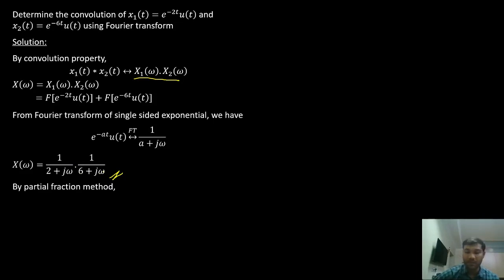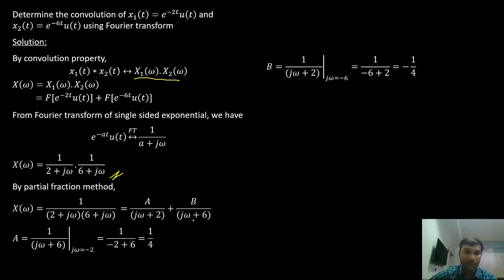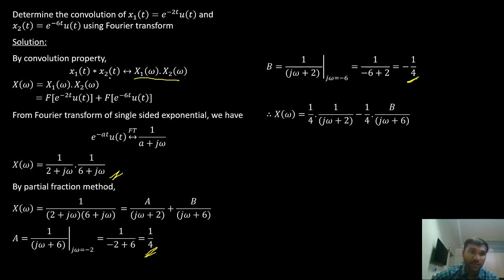Now I'll write this as partial fractions, that is a by 2 plus j omega plus b by j omega plus 6. Now cross multiplying, I can find a and b. The a value comes to be 1 by 4 and the b value is minus 1 by 4. You can verify this. Now I substitute a and b values in my X of omega, right? And then I can just take the inverse of X of omega. If I take this inverse, I'll have my x of t as nothing but the convolution of x1 of t and x2 of t.